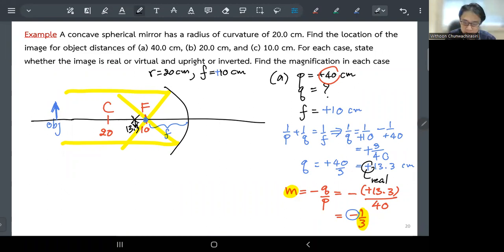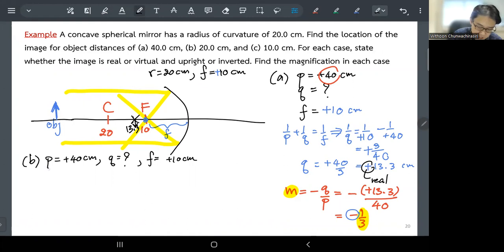Okay, try again. Part B. All right, follow me here. So let's do part B. I think you start to see how it goes now. P is definitely still positive all the time. Q is what you want to figure out. F is positive 10 centimeter. So you do the same equation thing: 1 over Q equal to 1 over F minus 1 over P. Oops, sorry. P is now 20, guys. Sorry, my bad. It's 20 now. Part B, 20 centimeters.